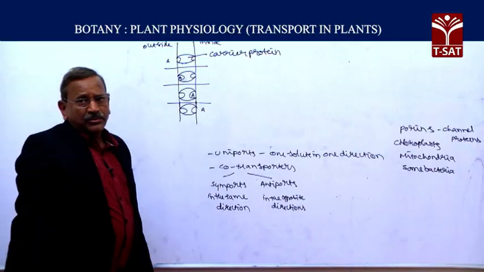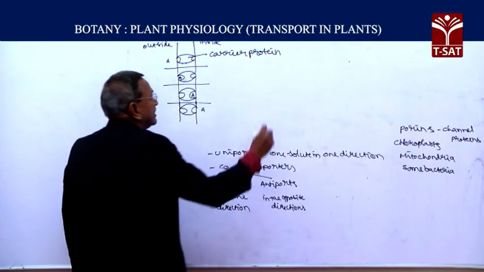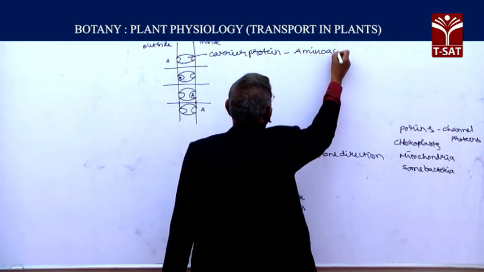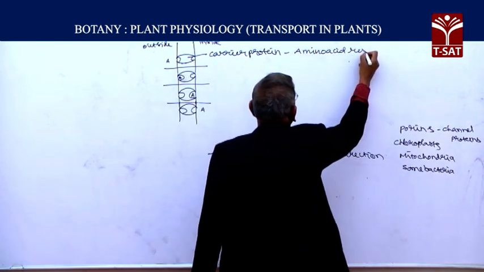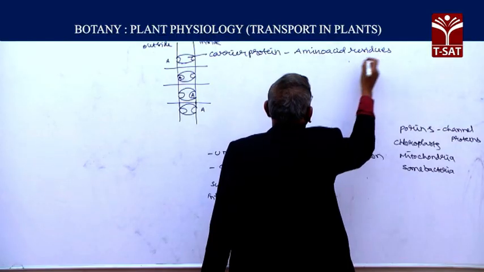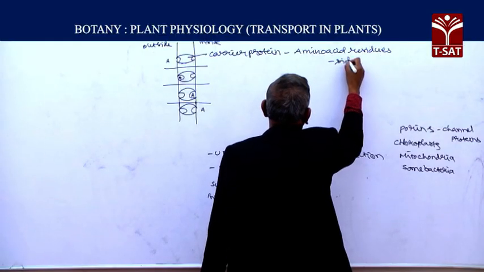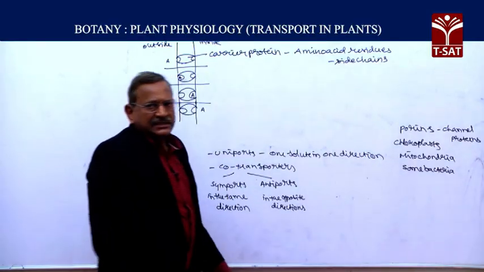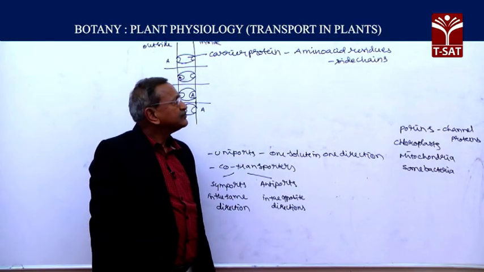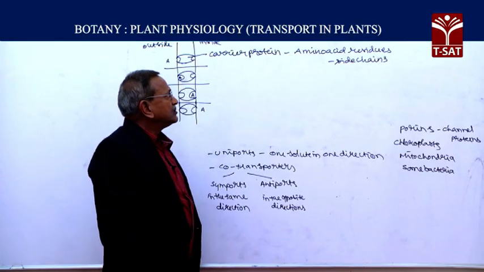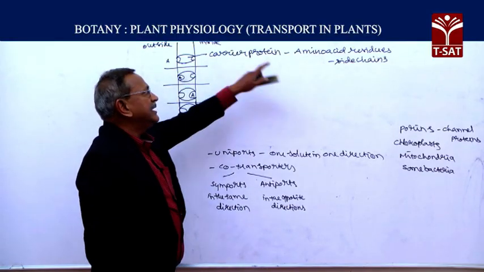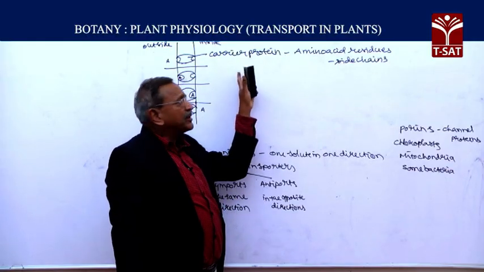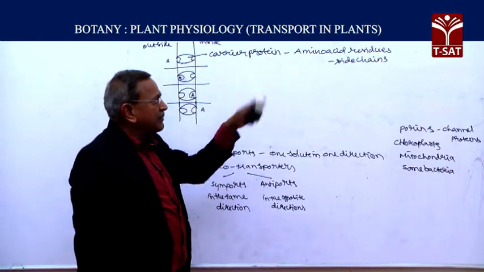Because it is a carrier protein, it is made up of amino acid residues. The amino acids have side chains, and the side chains can readily react with inhibitors. So, inhibitors will react with the side chains of amino acid residues. As a result, the process of transport can be stopped.